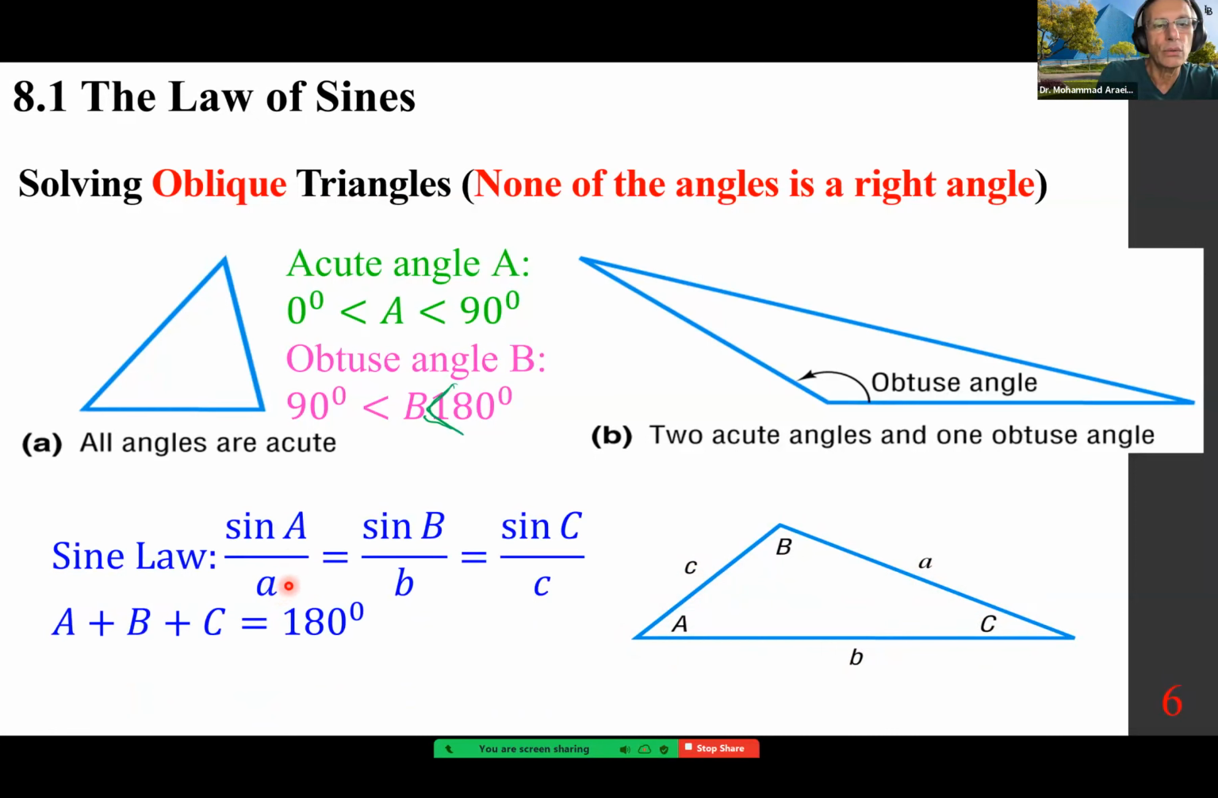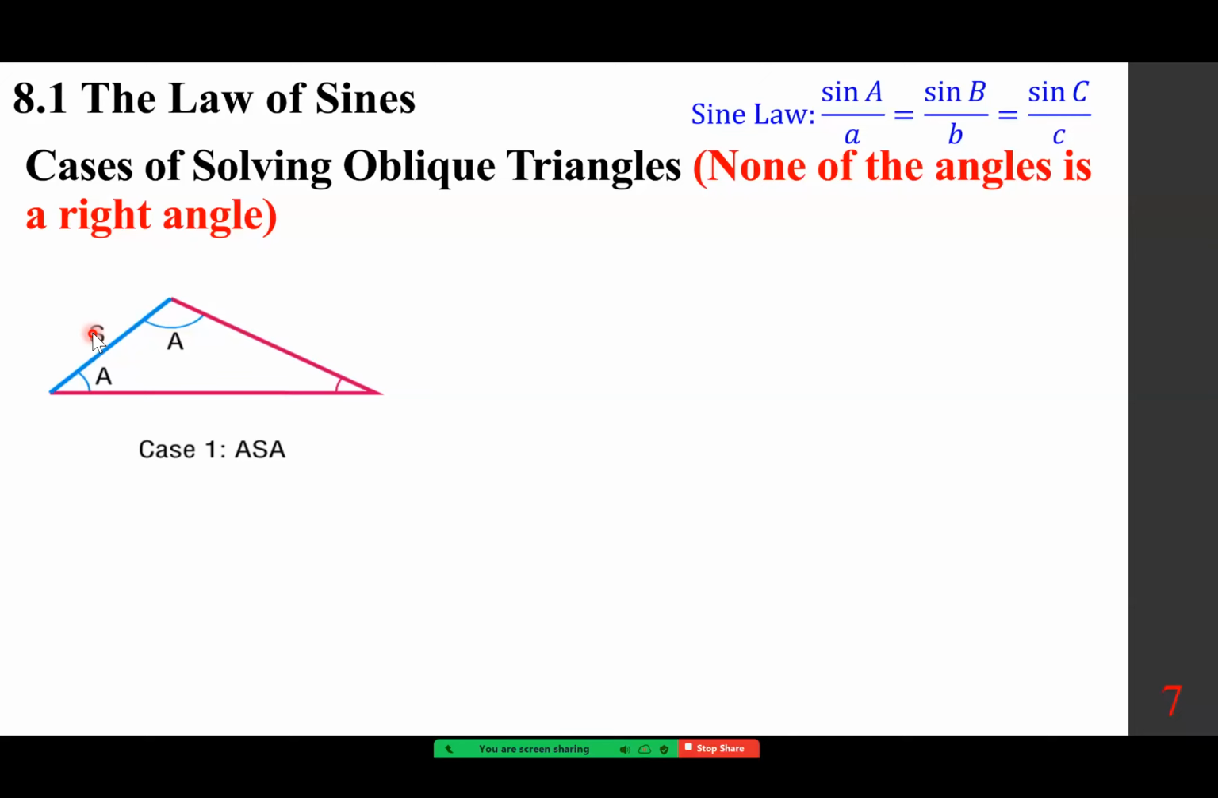So we have two angles and the side in between the two are known. SAA. Although there are two angles known here, the side is not in between. So the side is not between the two angles. So side, angle, angle. So blue means no.